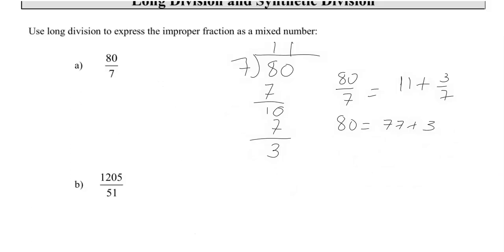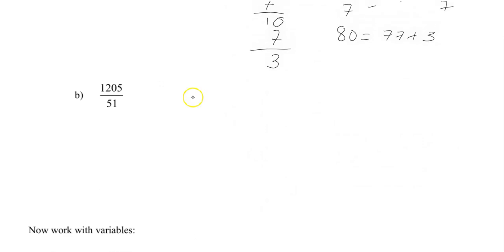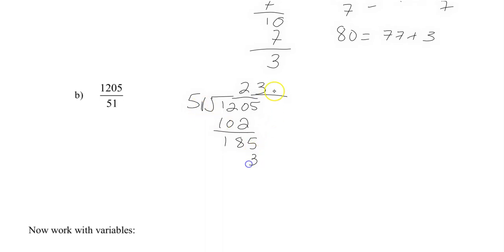Let's move down. 1205 divided by 51. So is 51 going into 1? No. 12? No. 120? Yes. It goes in twice. 2 times 51 is 102. 120 minus 102 is 18. Bring down the 5. Does 51 go into 185? Yes, 3 times. 3 times 51 is 153.